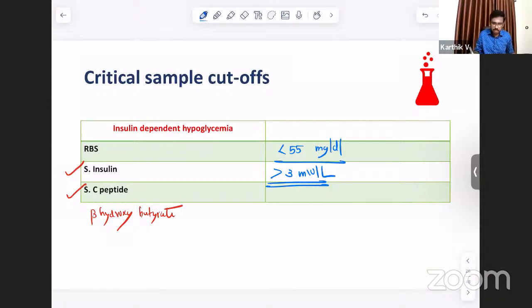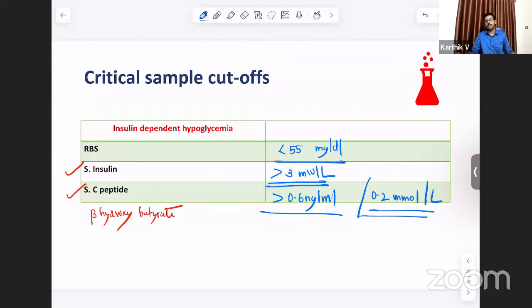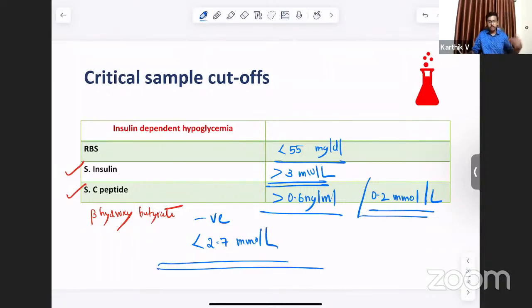Okay. Then serum C peptide, the levels should be more than 0.6 nanogram per ml, or if you are using nanomole per liter, it should be more than 0.2 nanomole per liter. So low blood glucose in the presence of higher insulin and higher C peptide value, you consider the possibility of insulin dependent hypoglycemia. And what happens to the ketone body in a patient with insulin excess? The ketone bodies will be negative. That means the beta hydroxybutyrate would be less than 2.7 millimole per liter. That is a cutoff that you use. Or if you are using the urine acetone, that will be negative.